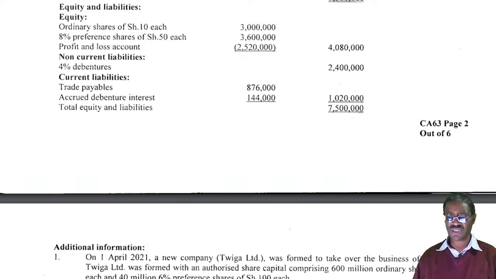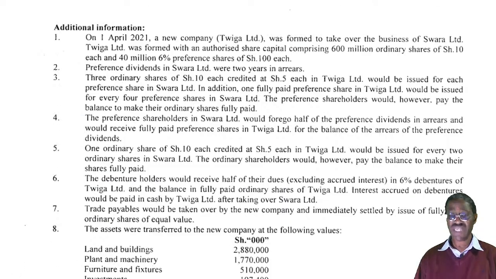Note number six says the debenture holders would receive half of their dues in 6% debenture. That means they would receive 1.2 billion, because the total is 2.4 billion. 1.2 billion would be in terms of 6% debenture and the balance of 1.2 billion in fully paid ordinary shares. So we don't have to calculate that. You can just do it as you are adding the various forms of payment. So that reminds me about number six.